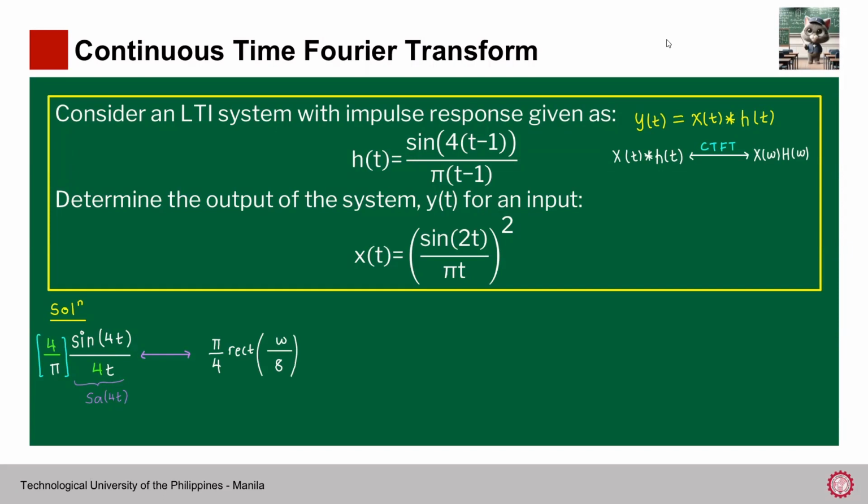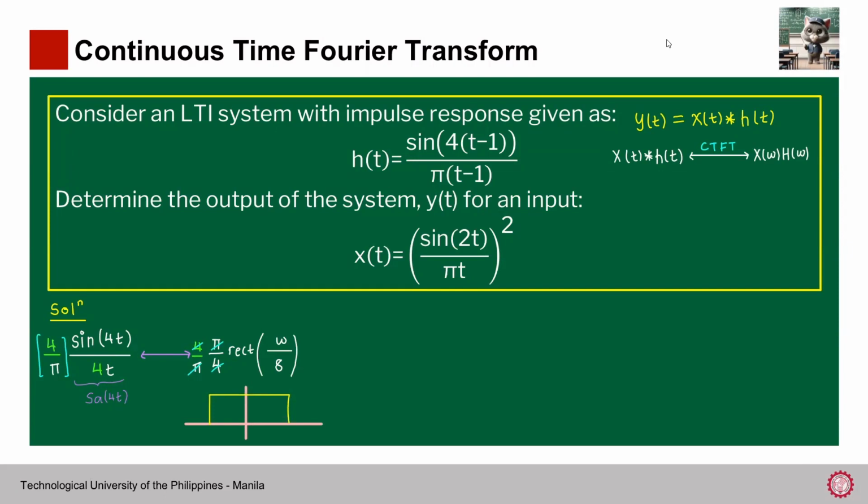So we also need to put that one, so may 4 over pi ka dun. And as you can see, this would actually cancel. So bali, rect ng omega over 8. Pag ginraph po natin, let us graph this one. So ano po itsura ng rect ng omega over 8? Ang itsura niya is rectangular pulse, since nag-cancel na tayo.